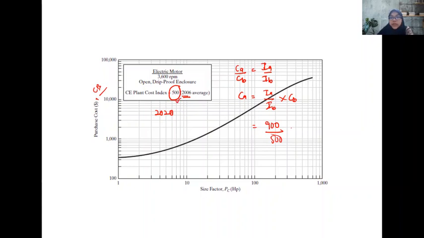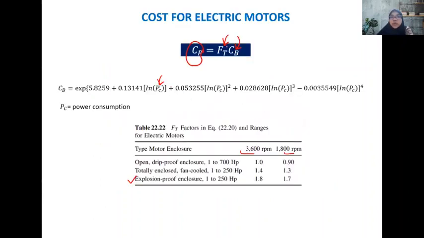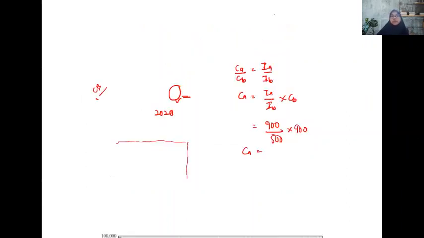Okay, this value is multiplied by the purchase cost, or the base cost, in year 2006 referring to this diagram. Example, the size factor of your equipment is 10. So drag this line, it gives a value of maybe 900 US dollars. So by calculating this value, we can obtain the base cost in 2006, and then setting this value into this equation gives you the purchase cost of the electric motor.